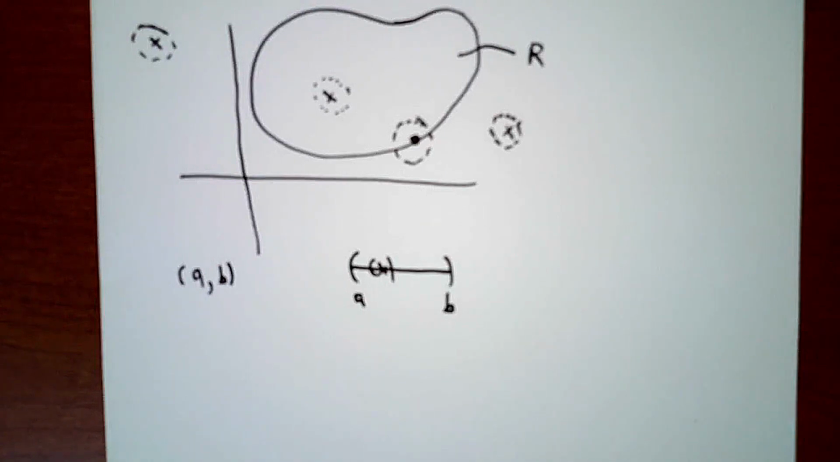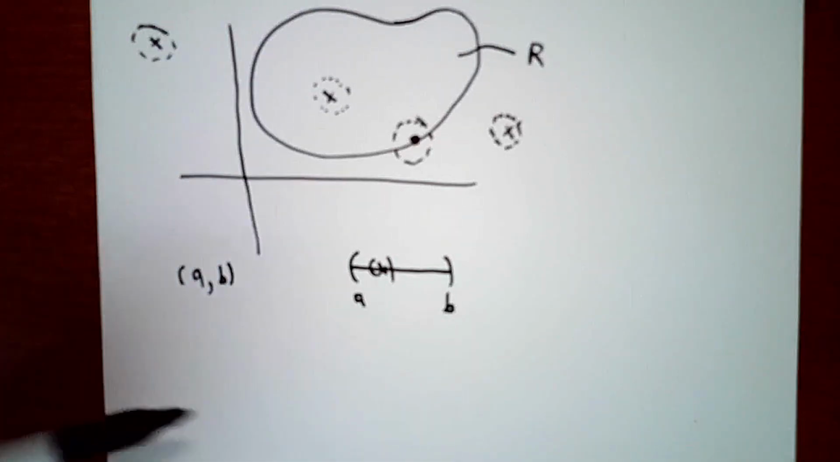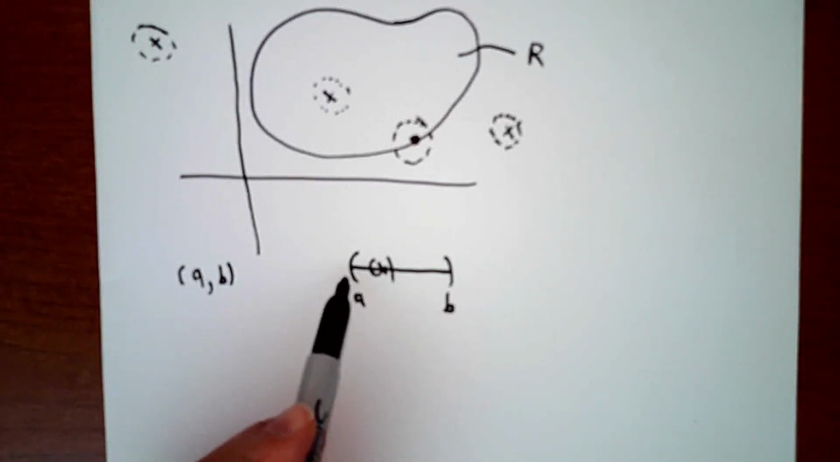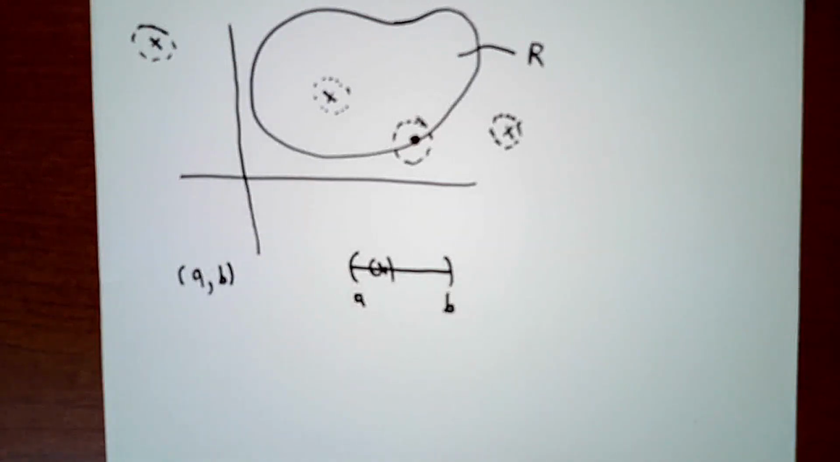If I have in Calc 1 the interval of numbers from a to b, not including the a, not including the b, then every point of that interval is an interior point. If you take analysis or topology, you'll at least initially take this to be the definition of something. If every point of a set is an interior point, you call that an open set.